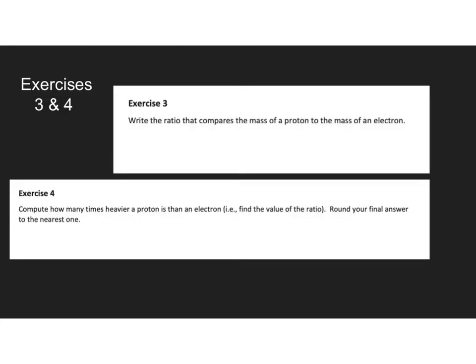All right, it goes on to say, write a ratio that compares the mass of the proton, so we're comparing the proton to the electron. A ratio is just a fraction, guys, okay? So our proton was 1.672622 times 10 to the negative 27th. Our electron was 9.10938291 times 10 to the negative 31st. Okay, so there's our ratio.